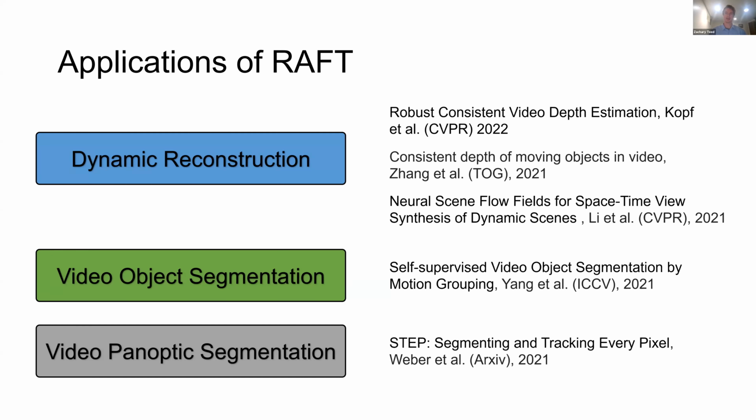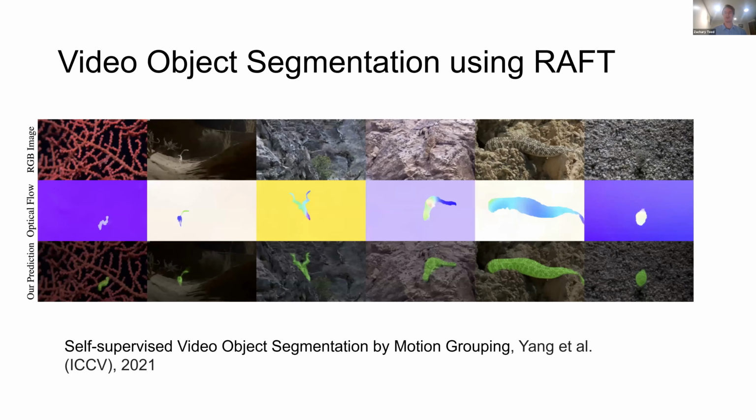There's also been some work on video object segmentation and video panoptic segmentation, which use RAFT as input. I thought one interesting application is video object segmentation using RAFT. And this ICCV paper showed that you can actually use RAFT to detect camouflaged animals. Given these RGB images, it's really very hard to detect where the animal is, but if you actually look at the flow field, it's much easier to perform detection. So I thought this was one interesting application.